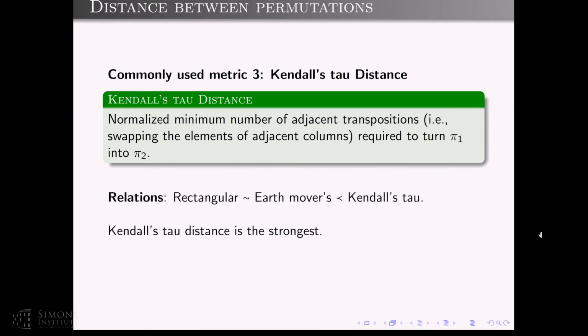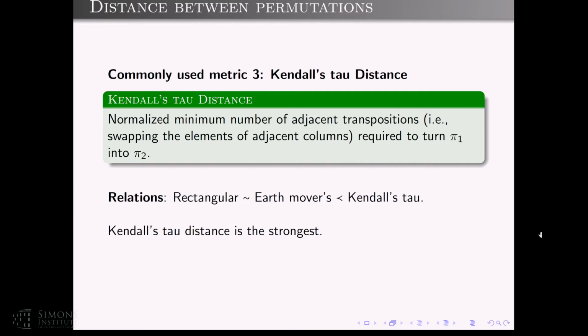So I introduced 3 metrics: the rectangular one, the Earth mover's distance, and the Kendall's tau distance. Their relations are as follows. The rectangular distance is equivalent to Earth mover's distance up to a polynomial change. And both of these metrics are weaker than Kendall's tau distance, in the sense that if Kendall's tau distance is small, then the first 2 distances are small. We can also see it from their definitions. For both rectangular distance and Earth mover's distance, you can move the points both horizontally and vertically. But Kendall's tau distance is less geometric because you are not really allowed to move the points horizontally. You're only allowed to swap the columns.